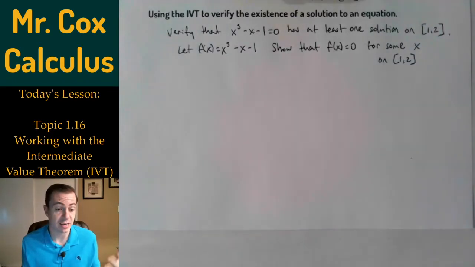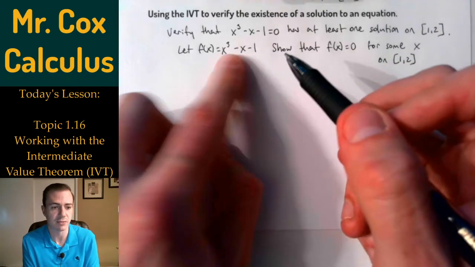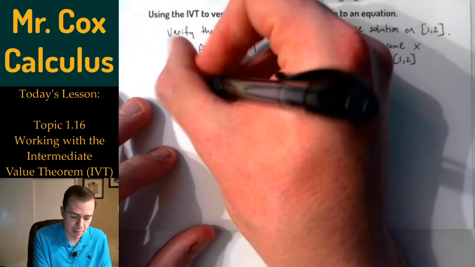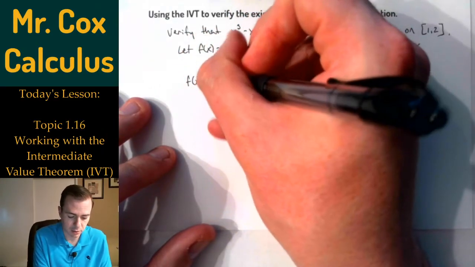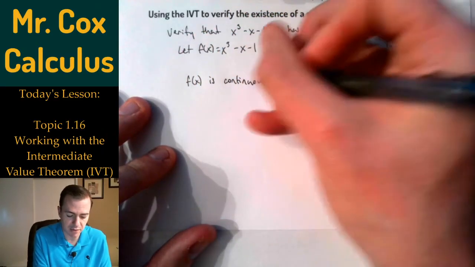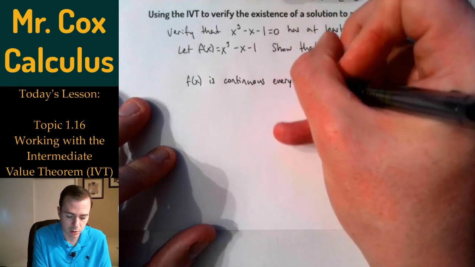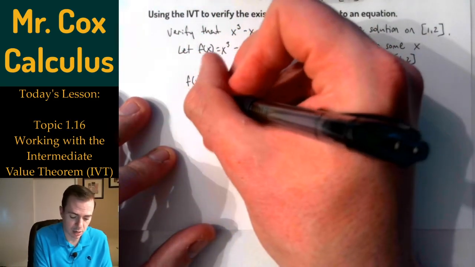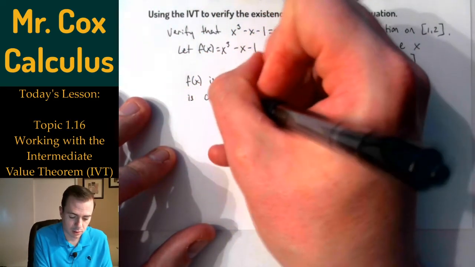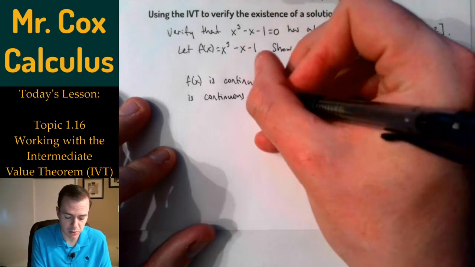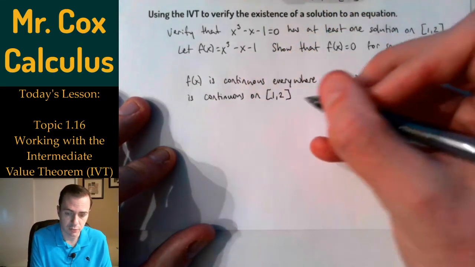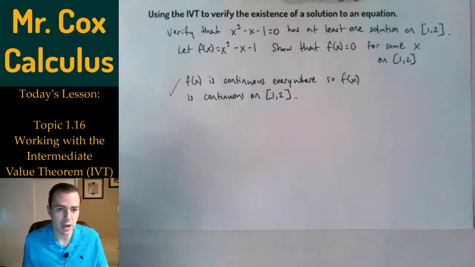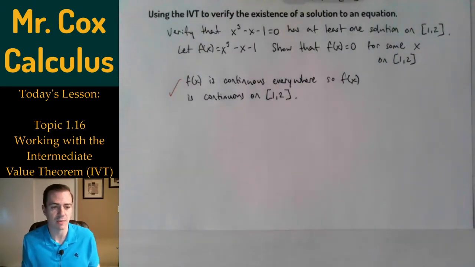Well, the first bullet point I need to check off is I need to speak to the continuity of this function. That's a polynomial function. It's continuous everywhere, and that means it is definitely continuous. In fact, I'll go ahead and articulate this. f of x is continuous everywhere. So f of x is continuous. If it's continuous everywhere, then it's definitely continuous on the closed interval from 1 to 2. There's my first bullet point, or check mark, if you will, of what I need to articulate. I need to speak to the continuity of the function.